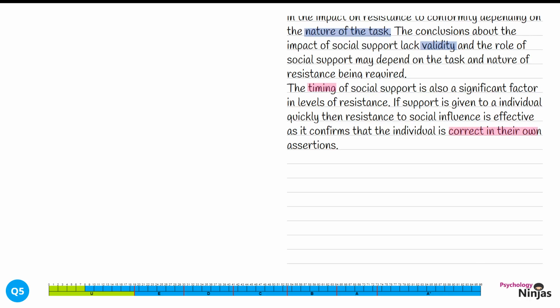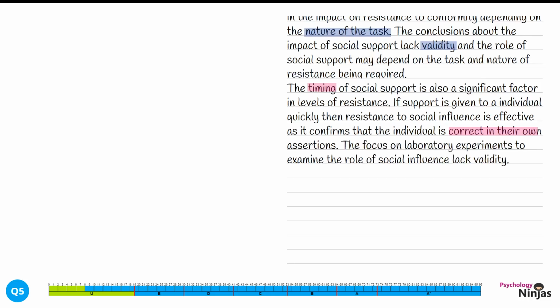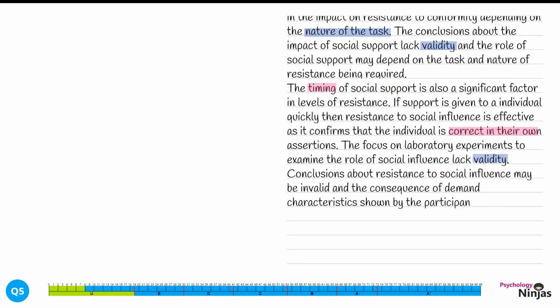From here, we're going to go back to evaluation once again. The focus on laboratory experiments to examine the role of social influence lack validity. It's important here that not only we identify a specific research method, but we say the problems around it. Here we're saying that laboratory experiments may lack accuracy. And then we're going to explain why they lack accuracy. Conclusions about resistance to social influence may be invalid, and the consequence of demand characteristics shown by the participants in contrived situations that do not reflect their dissent in everyday life.